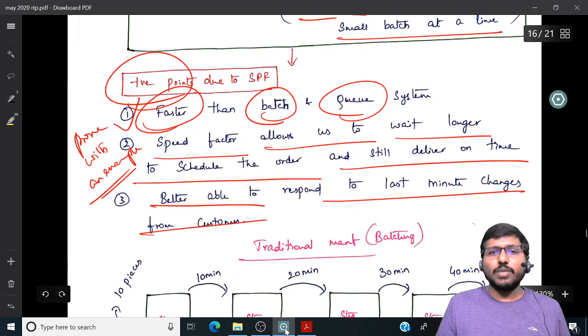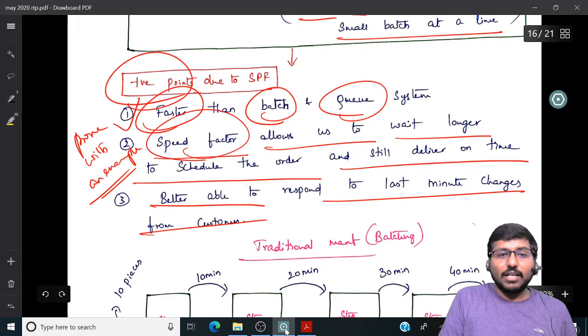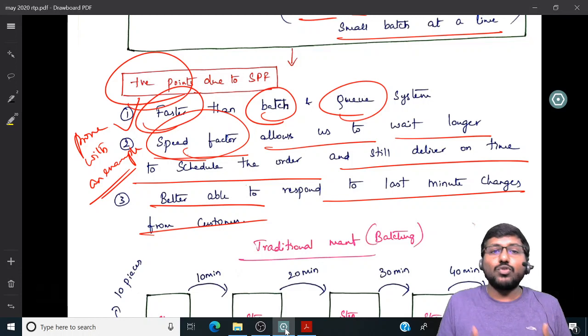So what are the advantages because of that? It is faster than the traditional batch as well as queue system. Speed factor: because it's faster, it allows us to wait longer to schedule the order for the customer, yet deliver it on time. That's the most important point.